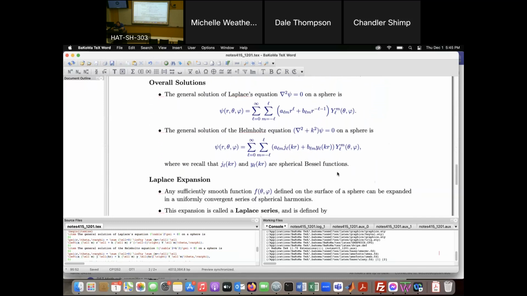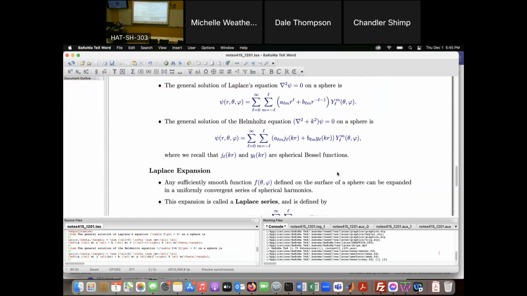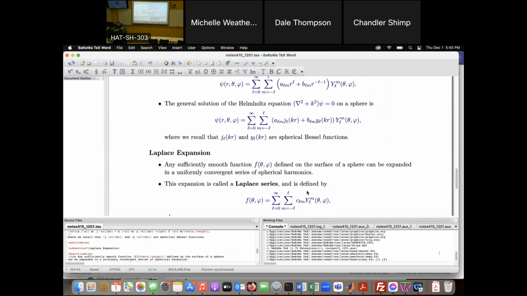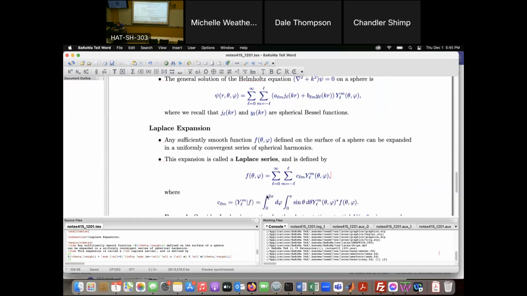So as for how to get these coefficients, we expanded a function of theta and phi in a series of spherical harmonics. It's called a Laplace series. So in general, the Laplace series has this form. We have these coefficients that are determined using the fact that the spherical harmonics are orthonormal.